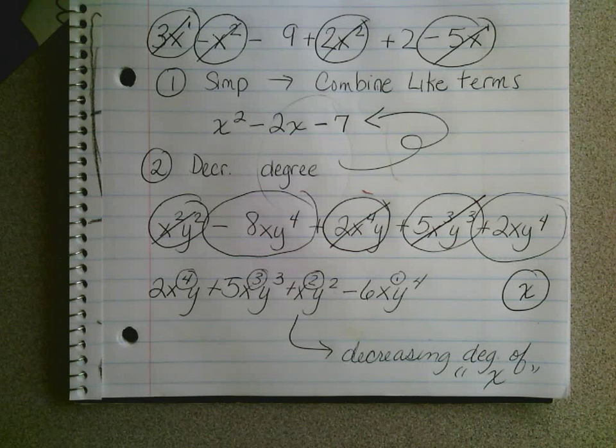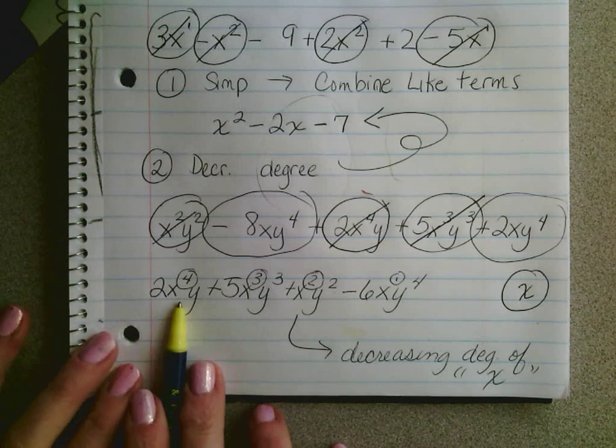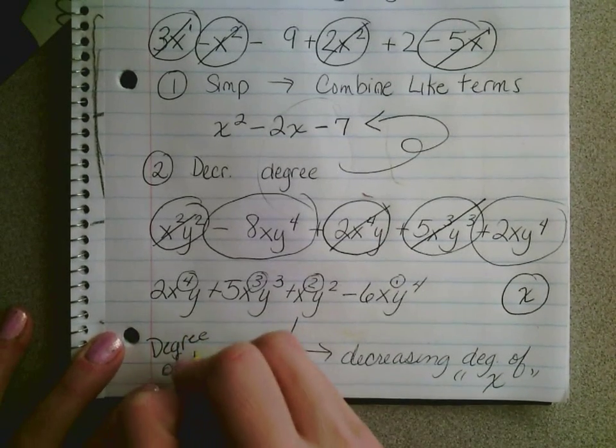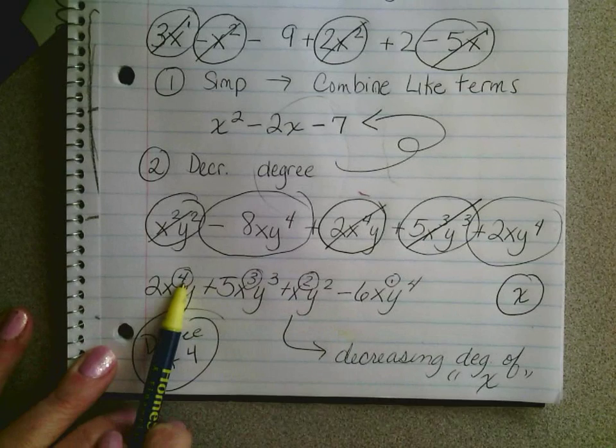One other question you might be asked is, what is the degree of the polynomial itself? The degree of the polynomial itself is the largest degree within it. So this one, the polynomial, has a degree of 4 because of that.